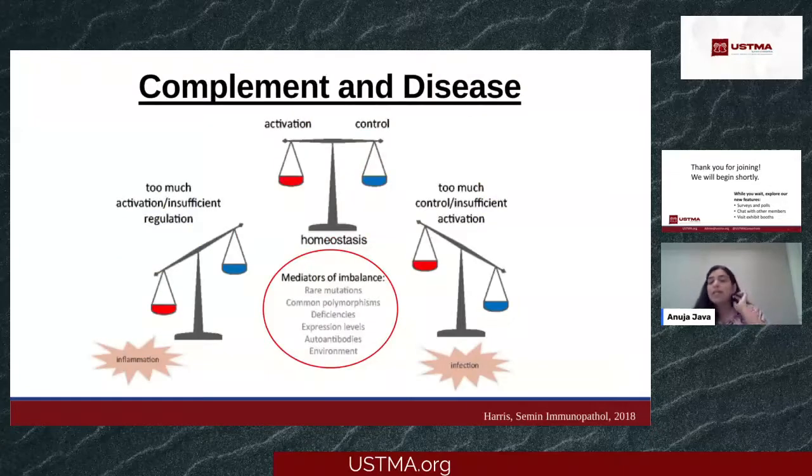So as you can see on the slide here, for complement and disease to happen, we need a real balance between activation and control. If there is too much activation and insufficient regulation, like I just discussed, it can lead to a disease like atypical HUS. On the other hand, if you control the complement pathways too much and there is insufficient activation, it can lead to a predisposition to infections. And it's a balance that is really needed to prevent infection and to prevent inflammation.